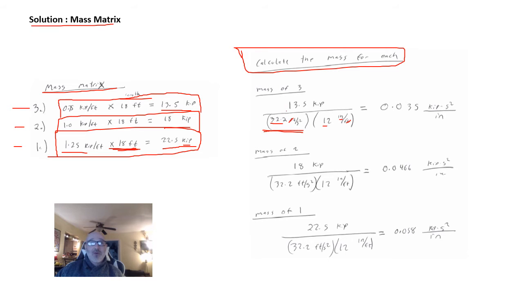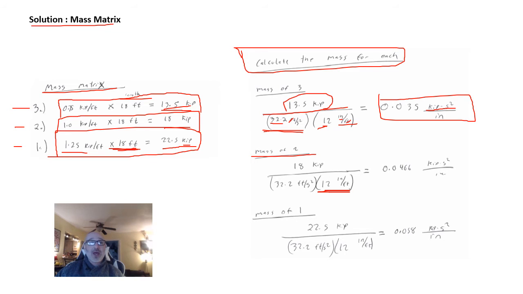So now for 3, I take my 13.5 from right here, divide by my acceleration due to gravity in feet per second squared, and multiply by the fact that there's 12 inches in a foot. What I end up with for the mass of that third girder is 0.035 in units of kips times second squared per inch. So really pay attention, note your units, and do unit analysis throughout this whole problem, because these are units that we're not used to working with. A lot of times we're dealing with mass in kilograms, but now we're dealing with different units, so we need to do our unit analysis and make the correct conversions to get the units to work out right.